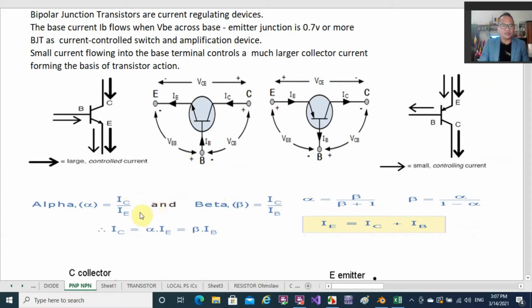Current gain formula of a BJT transistor. IC over IE is equal to alpha, the collector current over the emitter current, and beta, which is the HFE, is equal to the collector current over the base current. Therefore, IC is equal to alpha multiplied by the emitter current, and to beta multiplied by the base current. So the sum of the collector current and the base current is equal to the emitter current.